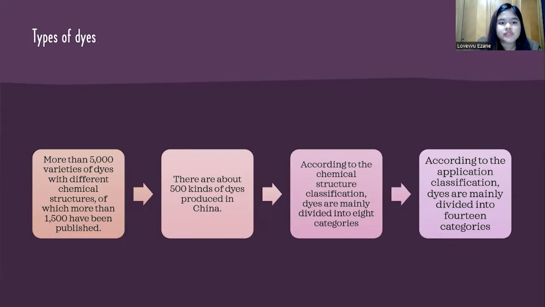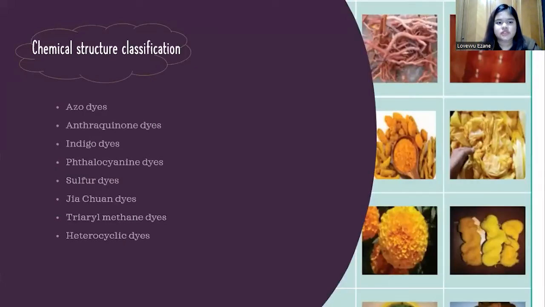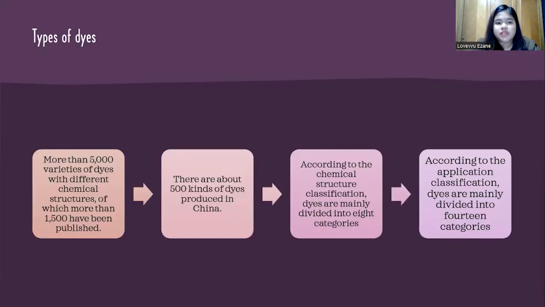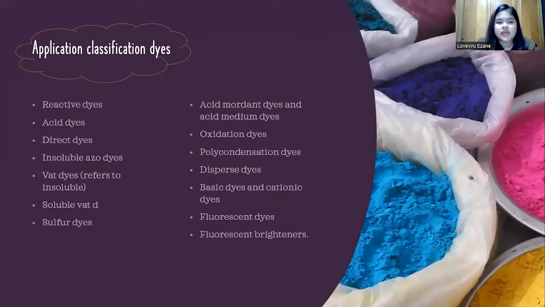Dyes are generally classified according to the two methods of application and chemical structure. So according to the chemical structure classification, dyes are mainly divided into 8 categories, such as azo dyes, indigo dyes, sulfur dyes, and so on. And according to the application classification, dyes are mainly divided into 14 categories that are reactive dyes, acid dyes, oxidation dyes, and the rest listed here.